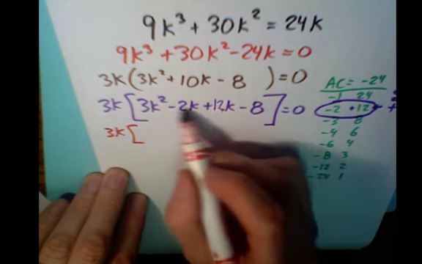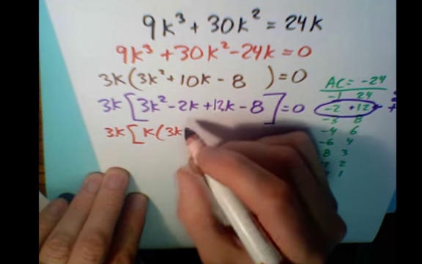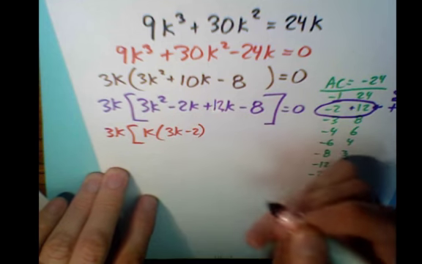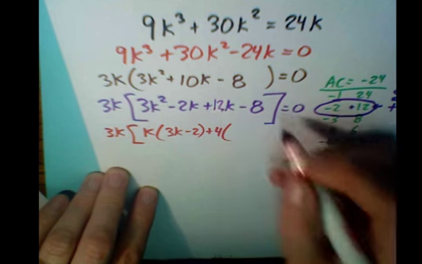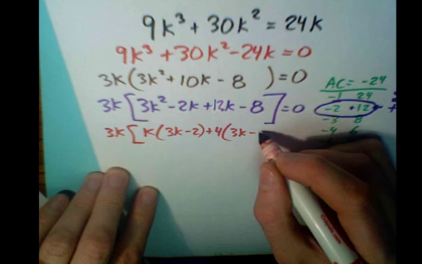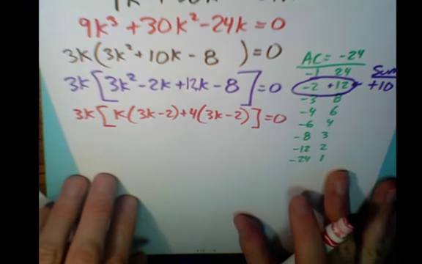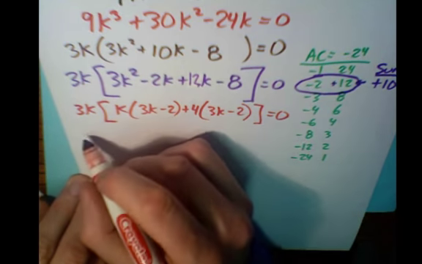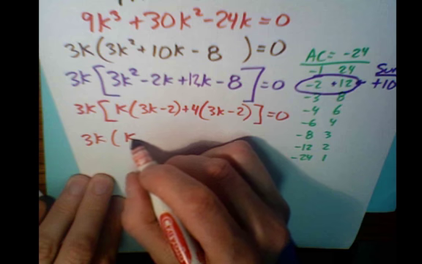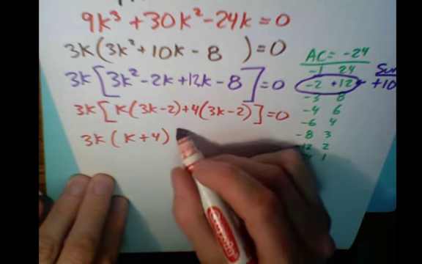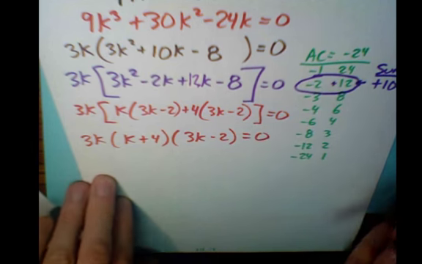3k squared minus 2k: the GCF over here of these two is k. K times 3k minus 2. GCF of this is plus 4. Plus 4 times 3k minus 2 equals 0. And to finish up the factoring, we have 3k times the quantity k plus 4 times the quantity 3k minus 2 equals 0.